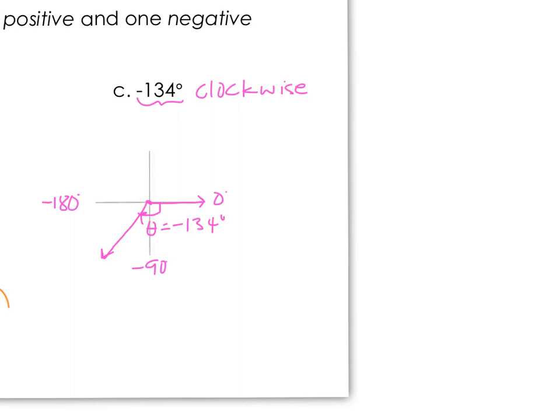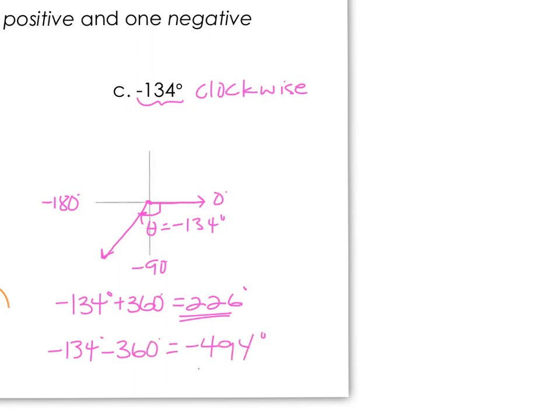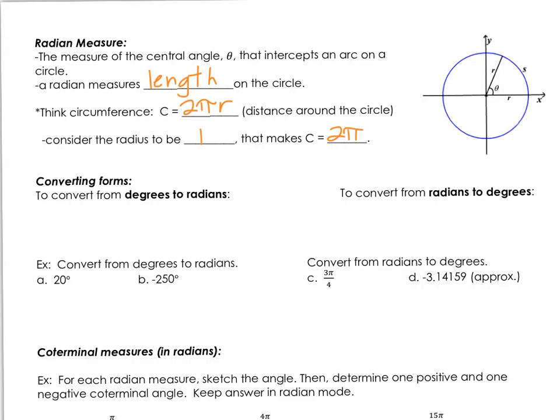-134 degrees. Now, to get coterminal, we still apply the same rule. -134, if we add 360 to it, we get positive 226 degrees. That would start and end at the same location, but rotate counterclockwise. If we take -134 and subtract 360, we get -494 degrees. So that would be another clockwise rotation that would go all the way around and stop at that terminal ray. And here's where things will definitely start to get more challenging.